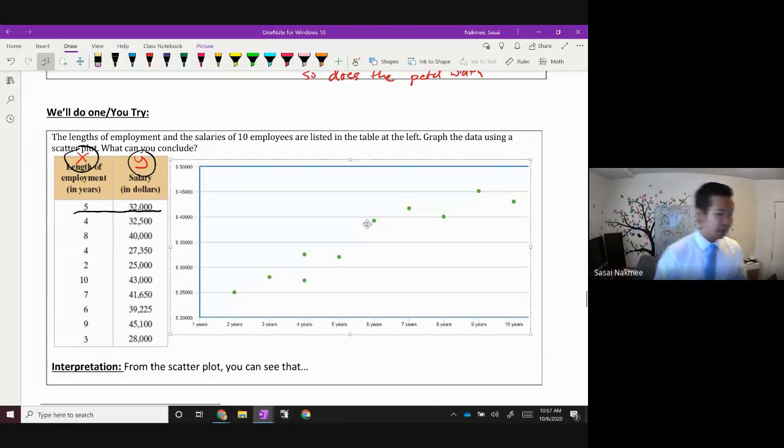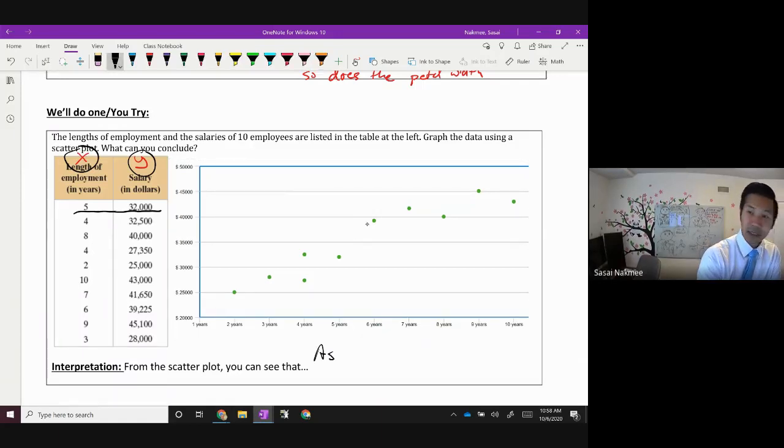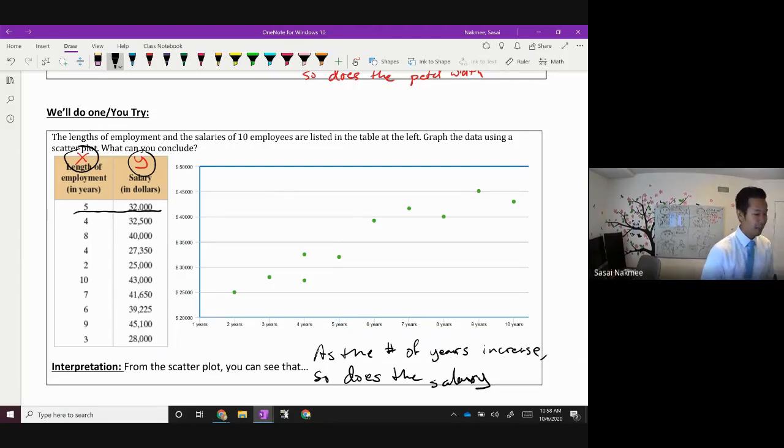All right, and I'd say from the scatter plot, I can see that as the number of years increase, so does the salary. So does the salary, right? And that's your scatter plot, right?